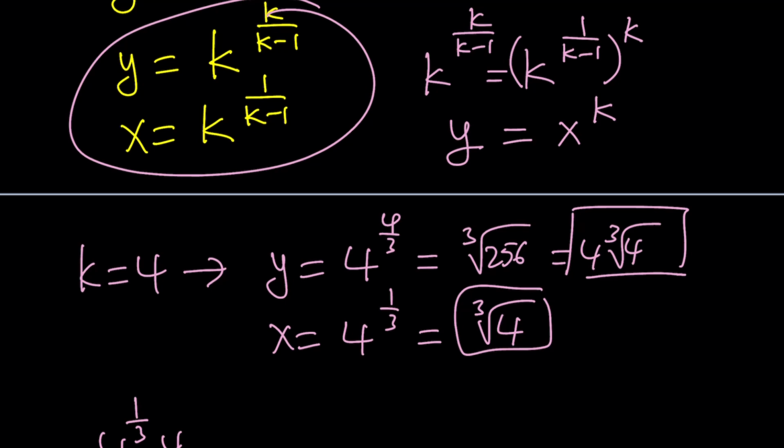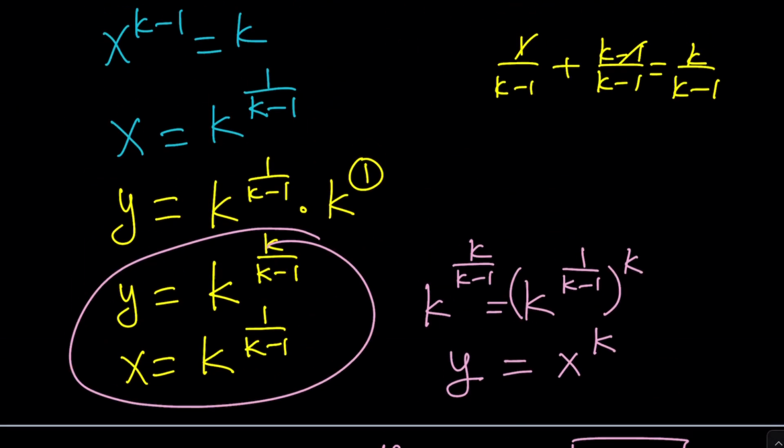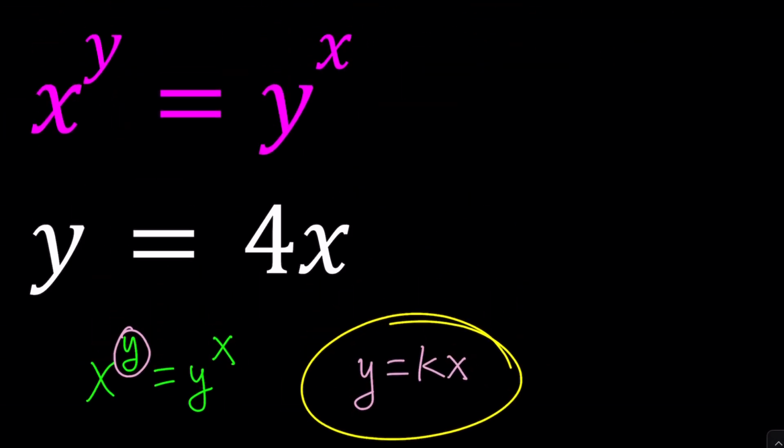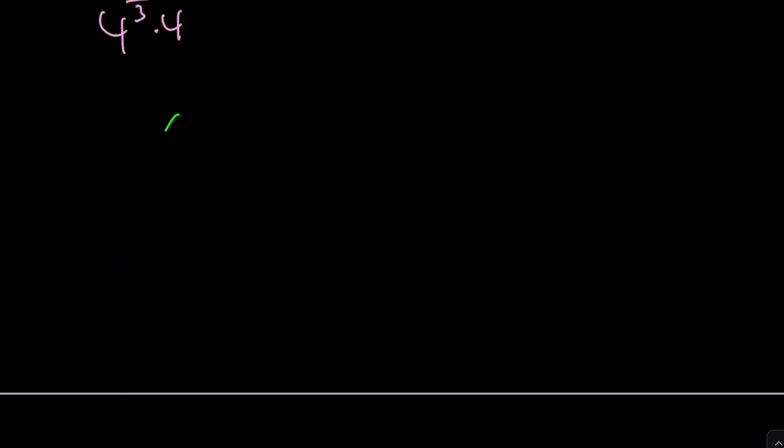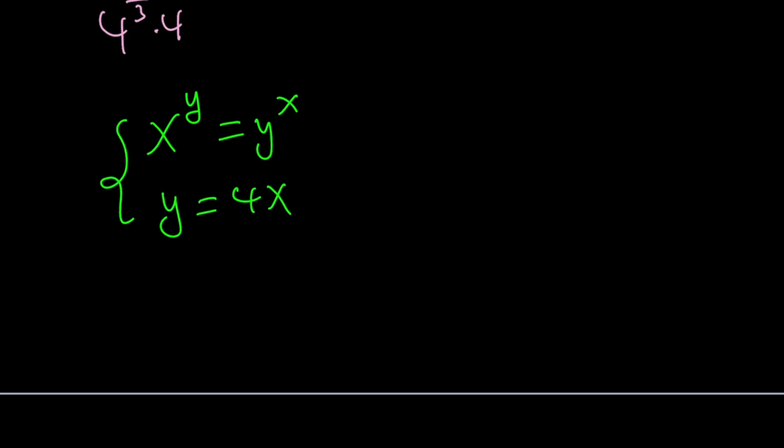But let's go ahead and rewind and attempt this system using both of these equations, and see what happens if we get anything different. So x to the y equals y to the x, and y is equal to 4x. By the way, this gives you a specific set of solutions. If you're not given the second equation, y equals kx or y equals x to the k are not the only ways you can substitute.